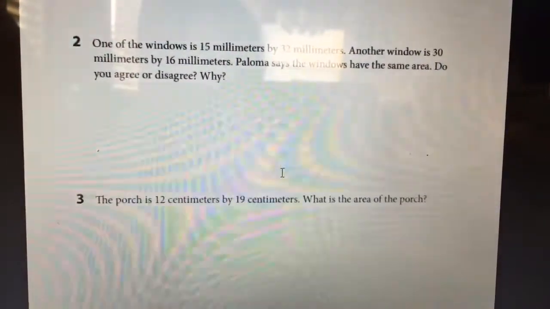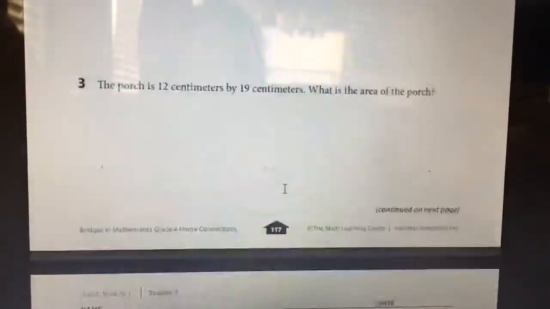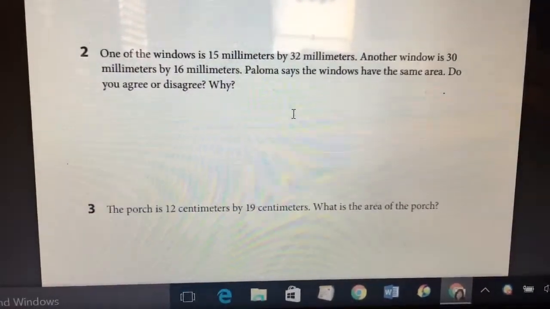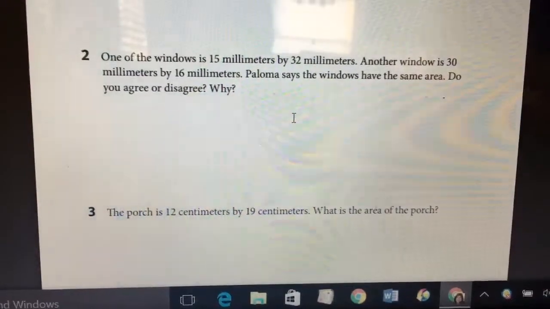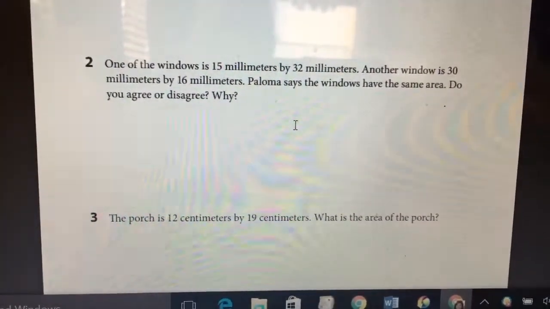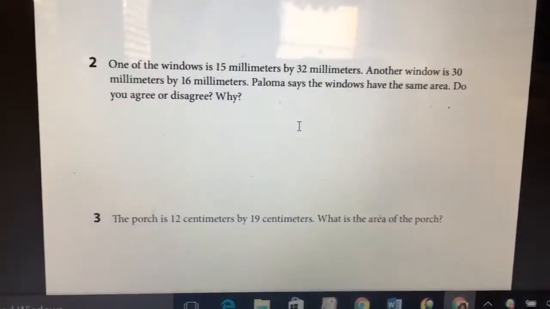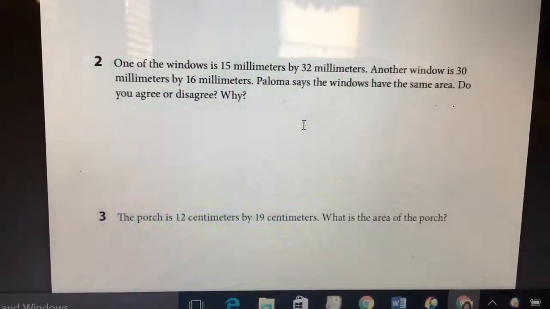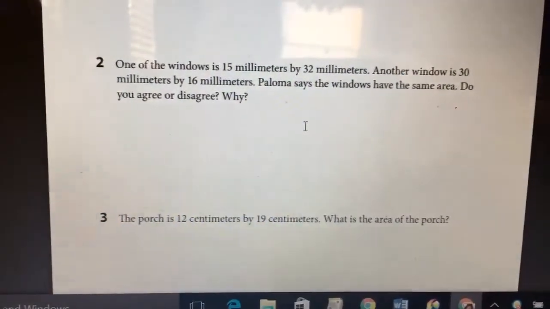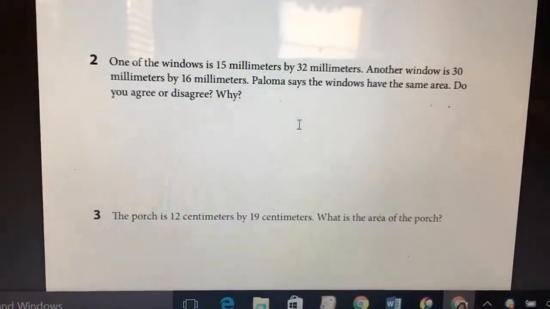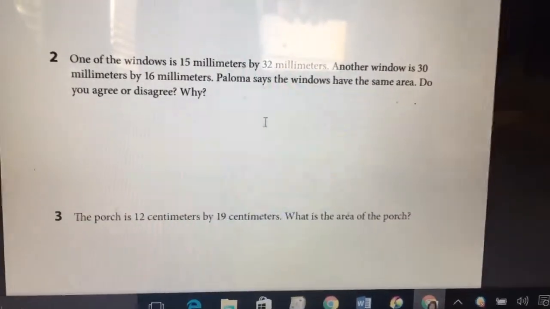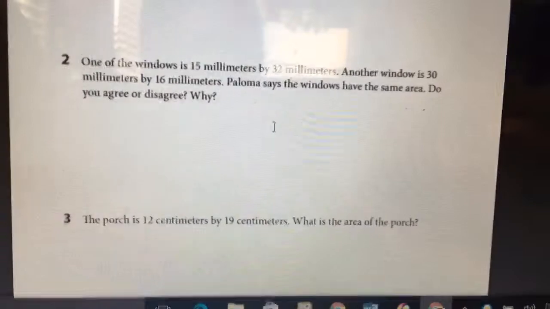And then the third one could be a multiplication. Let's try 12 times 19. You could split it up: 12 times 20 minus 12. Or you can double and halve it: 6 times 38. There's a couple of ways you could do it. I would split it, 10 times 19 and then 2 times 19. That's how I would do this one.